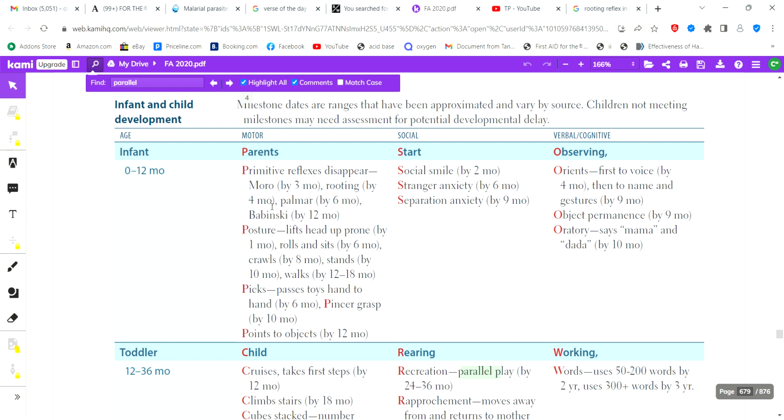So Moro reflex, rooting reflex, looking for the breast, and then palmar reflex. The palmar grasp reflex is elicited by placing an object or the examiner's finger in the palm of the infant's hand, which leads to an involuntary flexion response. This reflex subsides by 3 to 6 months of age and is replaced by voluntary grasping, which is necessary to allow transfer of objects from one hand to the other.